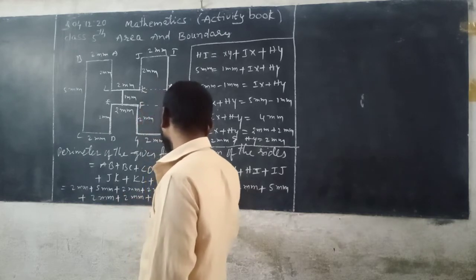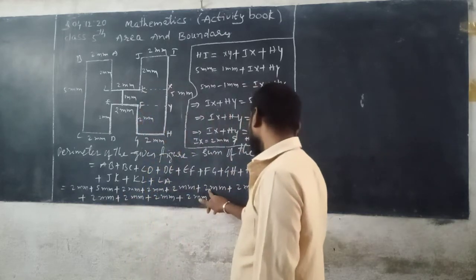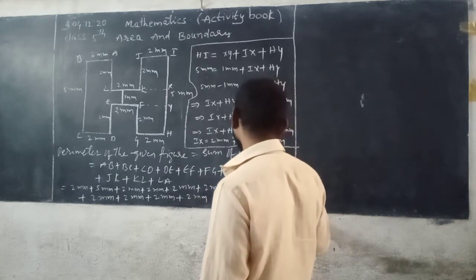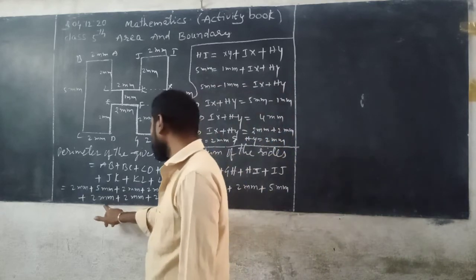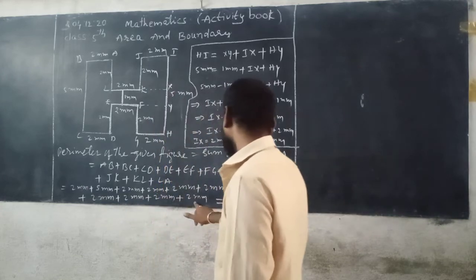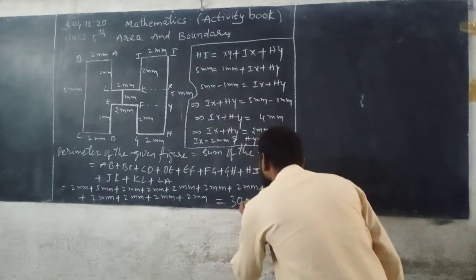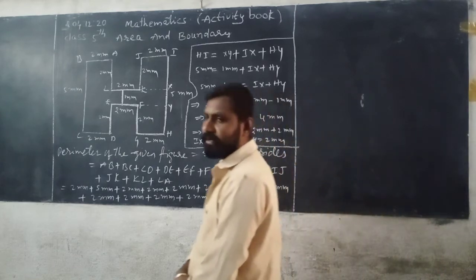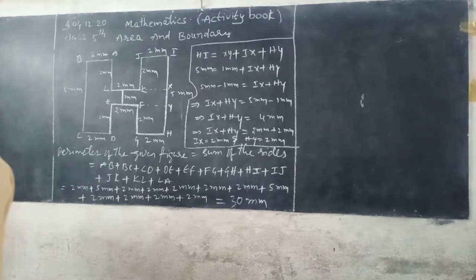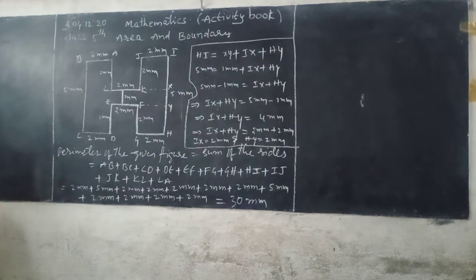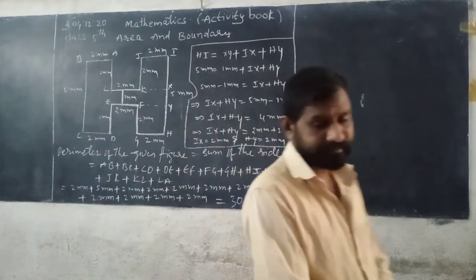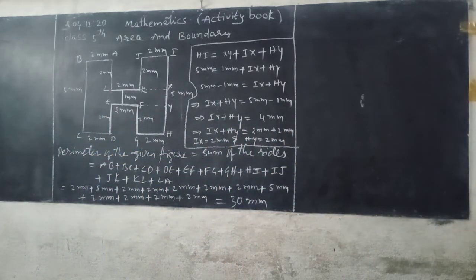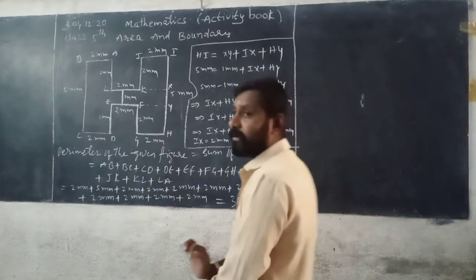9 plus 2, 11. 11 plus 2, 13. 13 plus 2, 15. 15 plus 2, 17. 17 plus 3, 22. 22 plus 2, 24, 26, 28, 30. Therefore, perimeter of the given figure is equal to 30 millimeter. Right up. Completed.